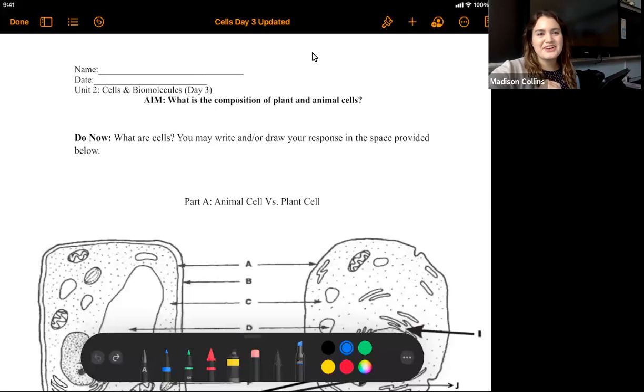Welcome back, guys. We are now on to day 3, learning about cells. Okay, so today's aim is what is the composition of plant and animal cells? When we say composition, we're talking about what's the structural makeup of these plants and animal cells. So what makes up these cells?